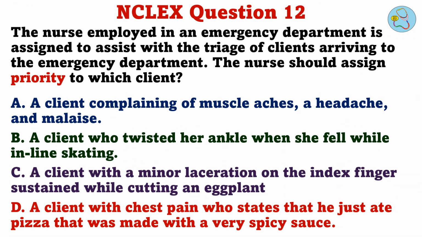The nurse employed in an emergency department is assigned to assist with the triage of clients arriving to the emergency department. The nurse should assign priority to which client? A. A client complaining of muscle aches, a headache, and malaise. B. A client who twisted her ankle when she fell while inline skating. C. A client with a minor laceration on the index finger, sustained while cutting an eggplant. D. A client with chest pain, who states that he just ate pizza that was made with a very spicy sauce.